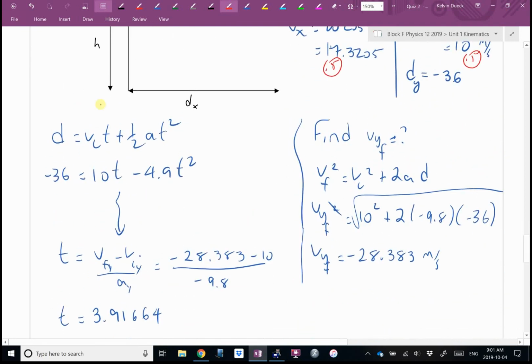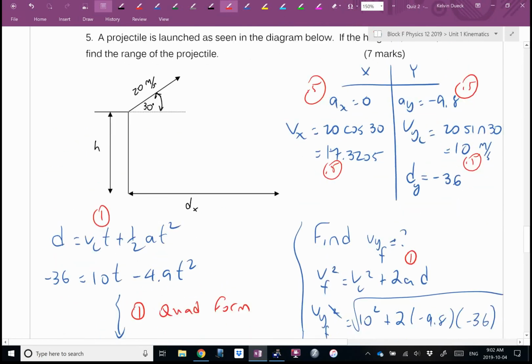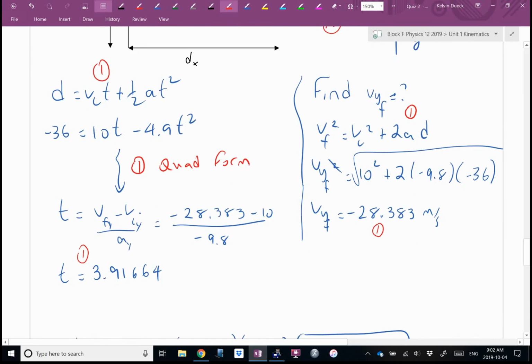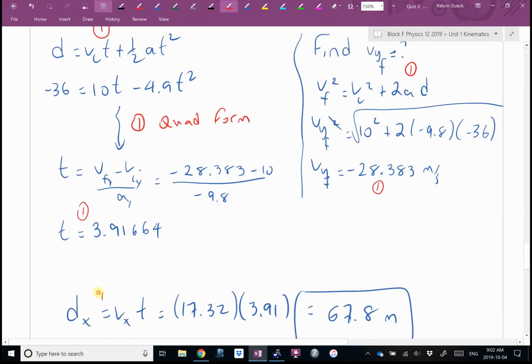I would give you 1 mark if I saw that, or if you use this method, I would give you 1 mark if I saw that. Now you're at 3 out of 7. I would give you 1 mark for finding Vy final if you use that method. Oh, no, you know what? I would give you 1 mark if I saw the quadratic formula here. So right now, that would give you 5, because you get 1 mark for finding time. So right now you're at 5 out of 7. Then I would give you 1 mark if I saw that. That's 6 out of 7, and 1 mark for the answer.